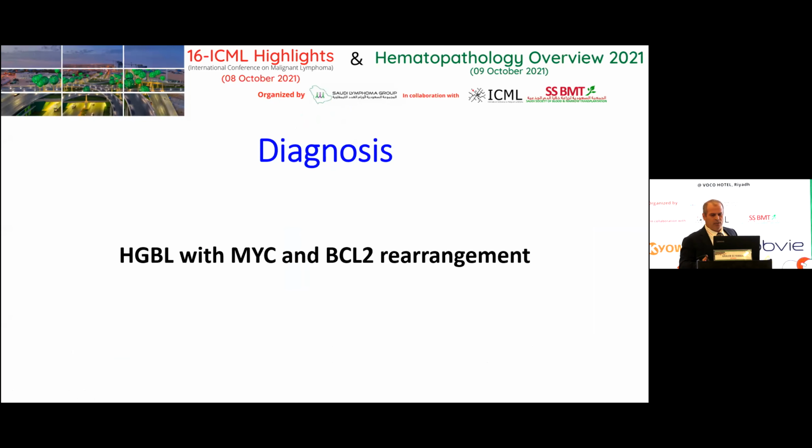So what is the diagnosis? Again, the diagnosis is high-grade B-cell lymphoma with MYC and BCL2 gene rearrangement. He presented in a leukemic phase. The provisional diagnosis was acute leukemia, so again we needed cytogenetics.